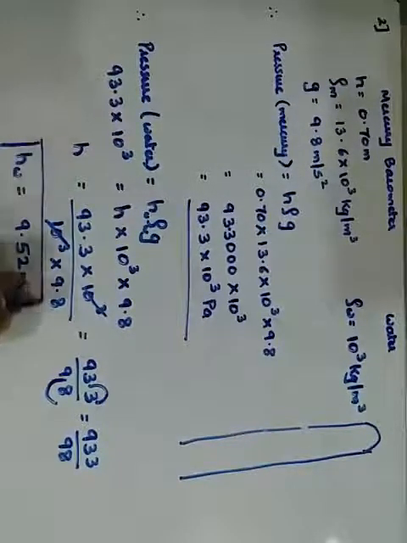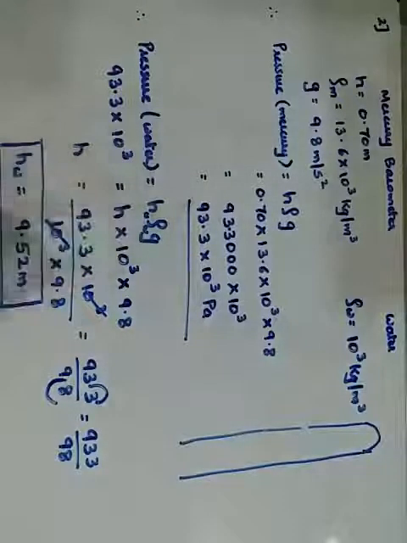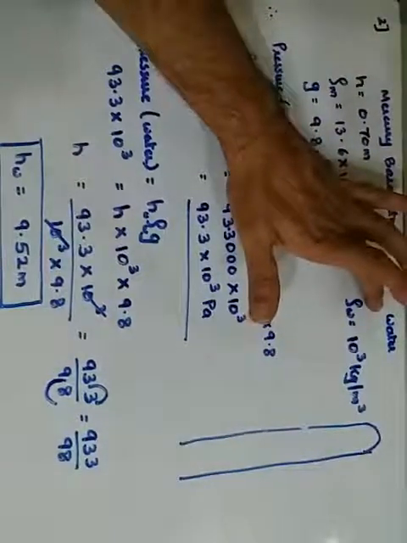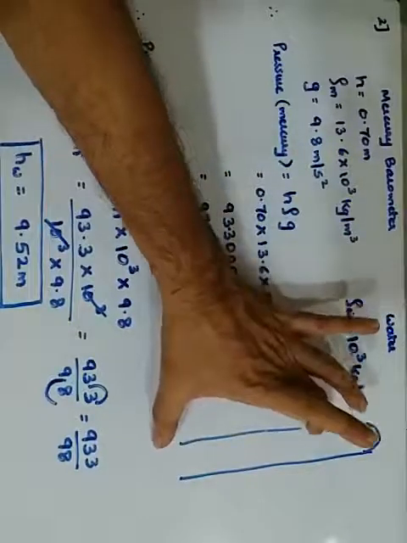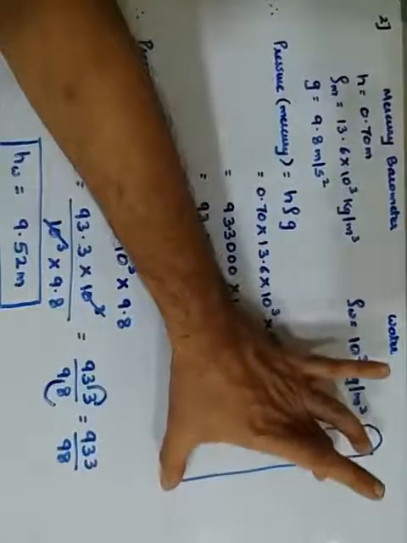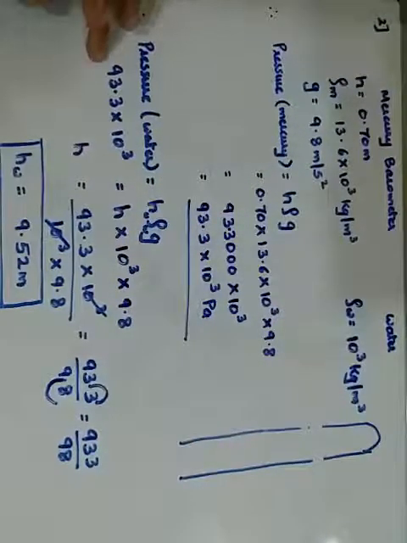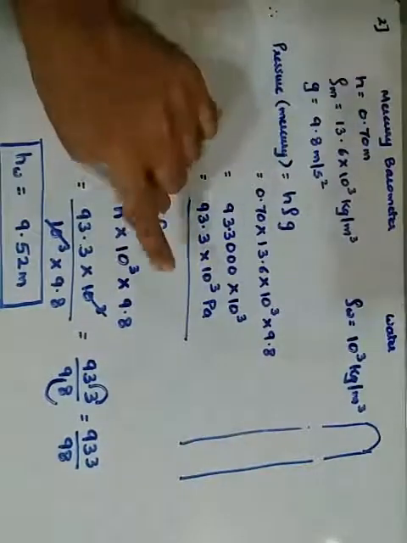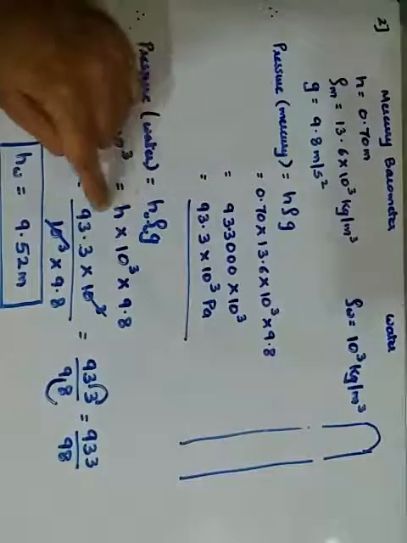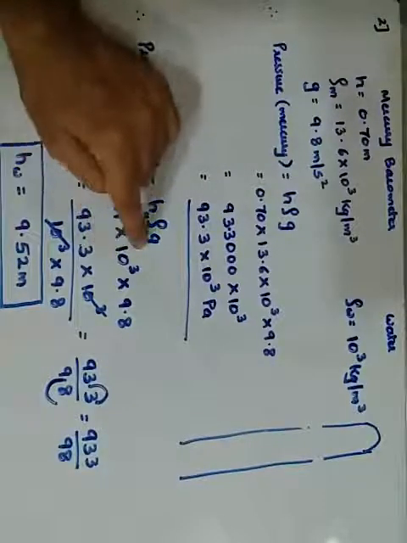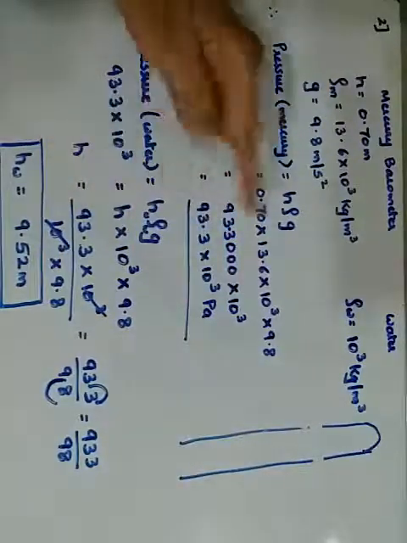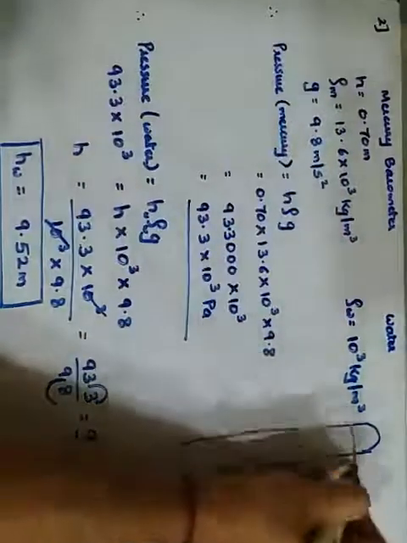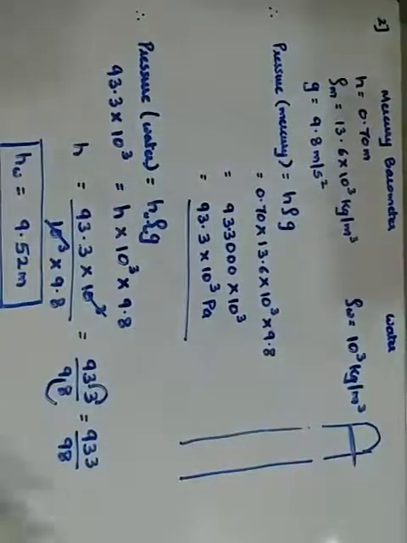Getting it? It is just the replacement of mercury by water. Initially it was filled with mercury and it created some pressure. For the same pressure I have used, instead of mercury, water. I have used height of water, density of water and gravity, and therefore I get the height of the water column. Obviously it will be higher. Understood? Okay, so this was your second one.